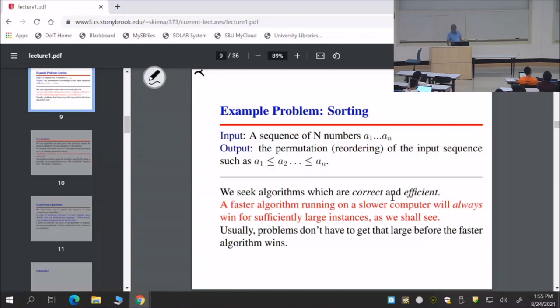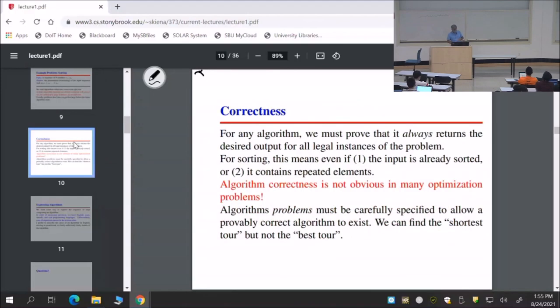And so we are interested in algorithms that are efficient, meaning that the big O complexity is as good as it can be. And we want algorithms that are correct, meaning that on all possible inputs, it produces a legal output. And that's often a hard thing to show. Any questions?